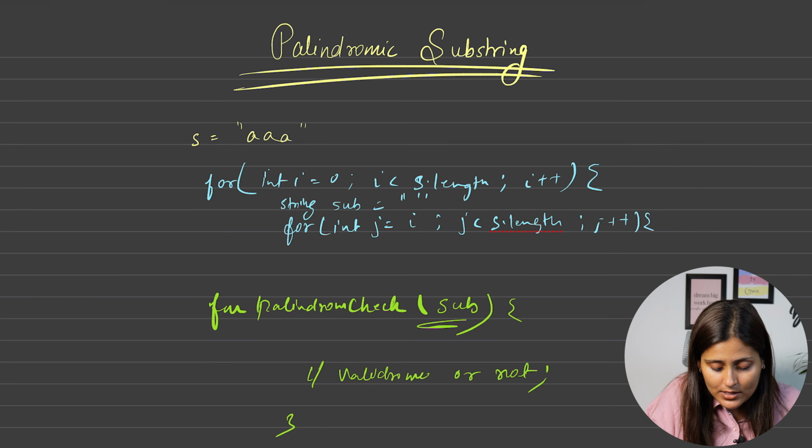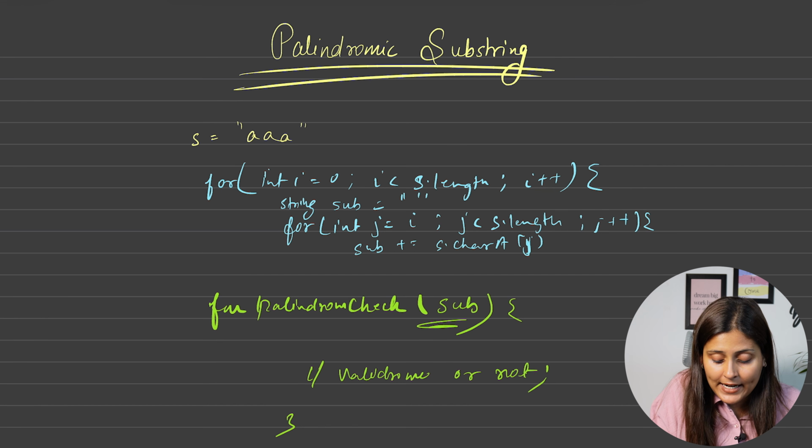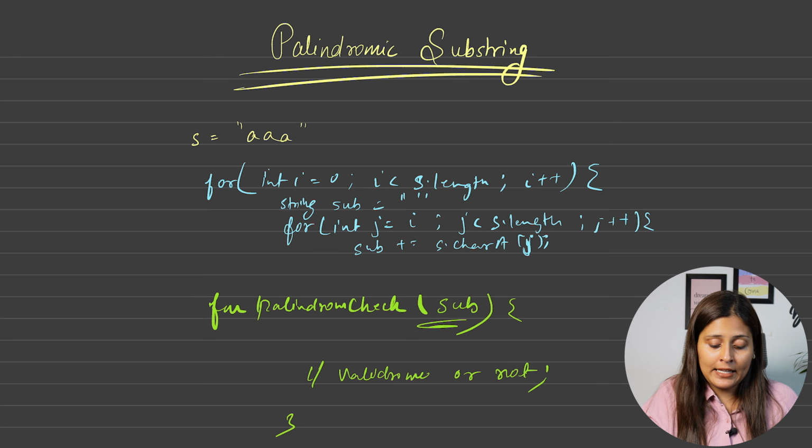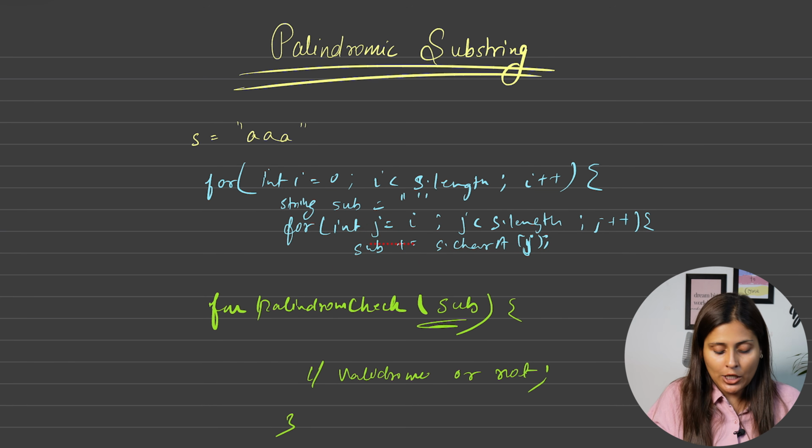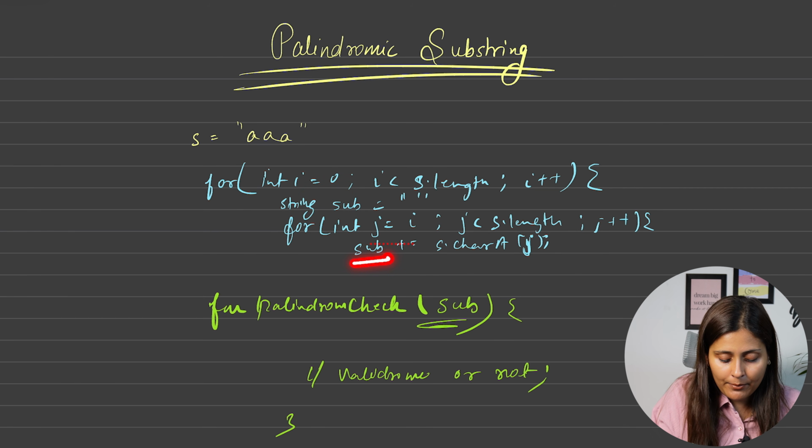So I can do this way, or else in the substring only I can keep on adding s dot caret J, correct? So one by one in my substring sub, I'll keep on adding the character at jth location. After adding every time, sub is something which holds a substring. So for first, from I is equal to 0 to j is equal to 0 only, sub will have only A. Next time it will have AA. Next time it will have AAA.